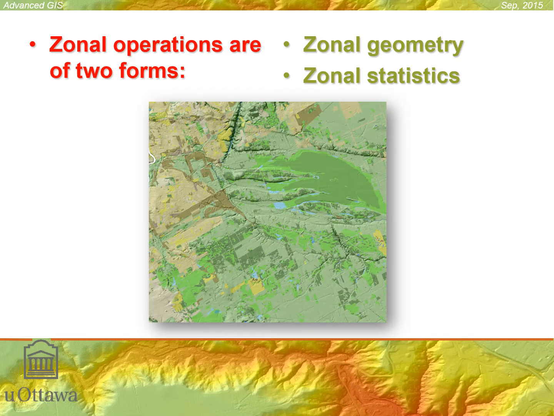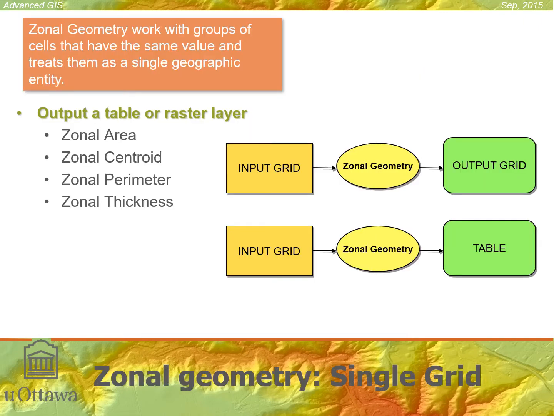So we can have zonal operations of two forms, geometry or statistics. Zonal geometry works with groups of zones and works with a single input raster. So you stick your categorical data into a zonal geometry operation, and it will output computations about the zone, such as the area of each zone, the perimeter of each zone, the centroid of each zone, the thickness of each zone.